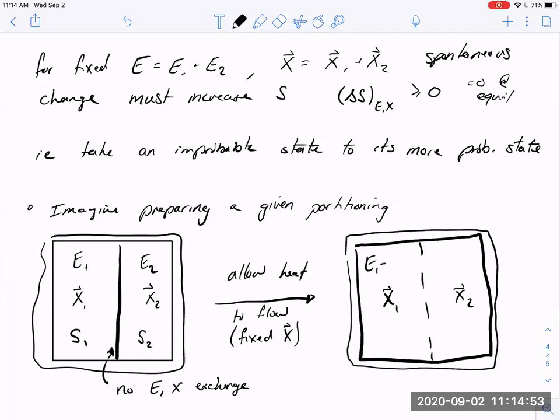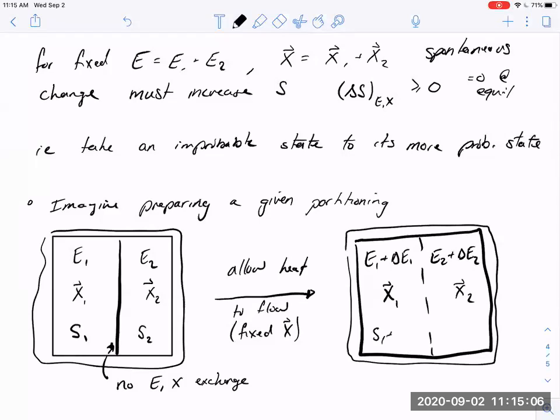So E1 will change by some amount delta E1. E2 will change by some amount delta E2. And correspondingly, there must be a change in entropy. Delta S1 and delta S2.